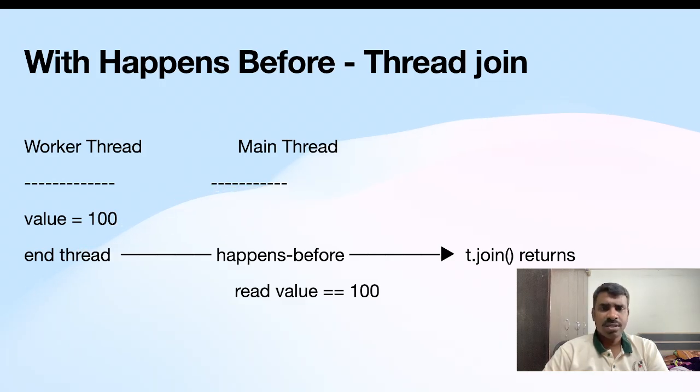So this is a diagram of how it is working. The thread, value equal to 100, executed first, then that thread ended, then happens before is implemented here. So read value as 100, then t dot join returns, it will get the value equal to 100.